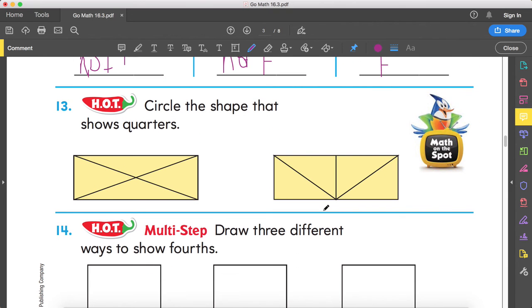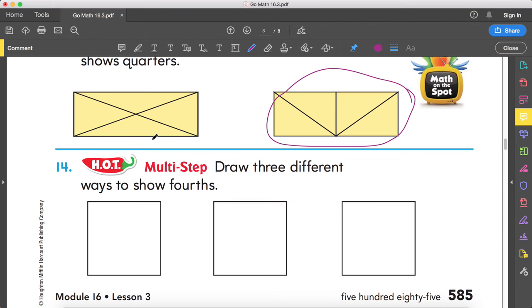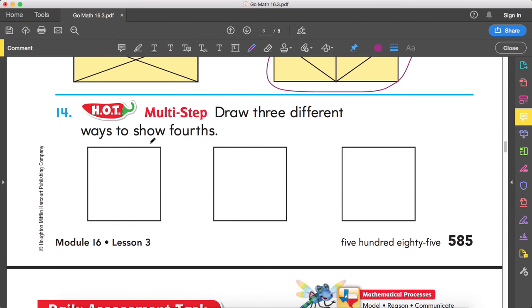Number 13. Circle the shape that shows quarters. They have to be equal. So 1, 2, those are equal, and these 2 are equal. But over here, all 4 of them are equal. Over here, 2 people would get 2 bigger pieces, and that's not fair.